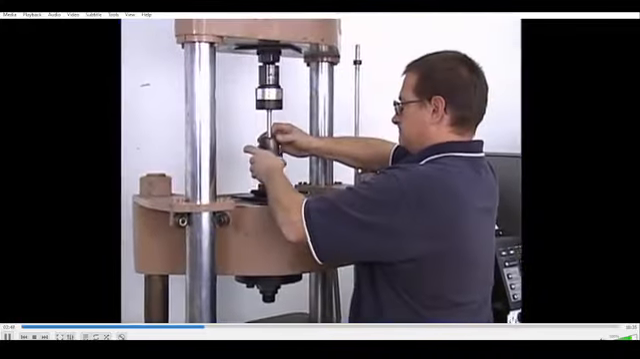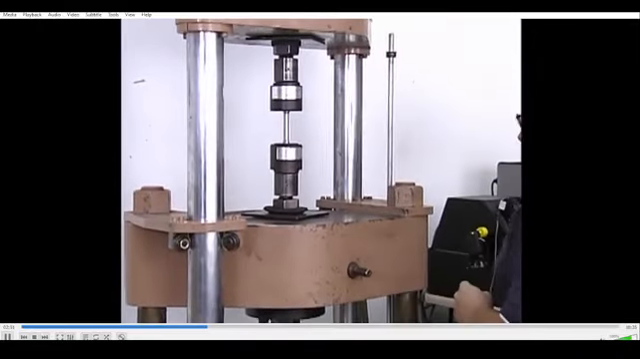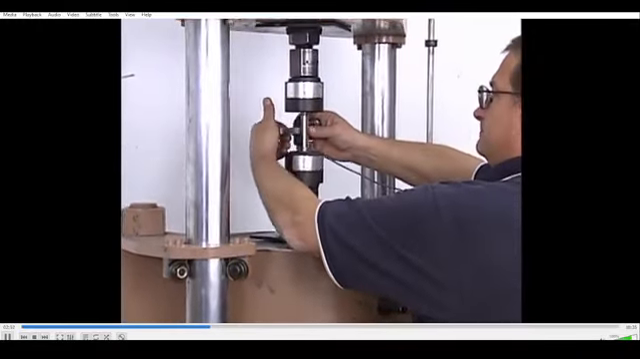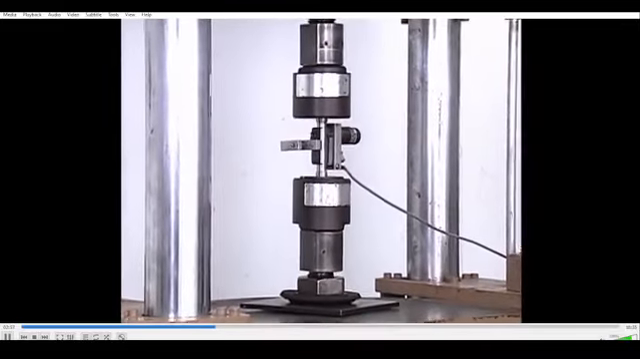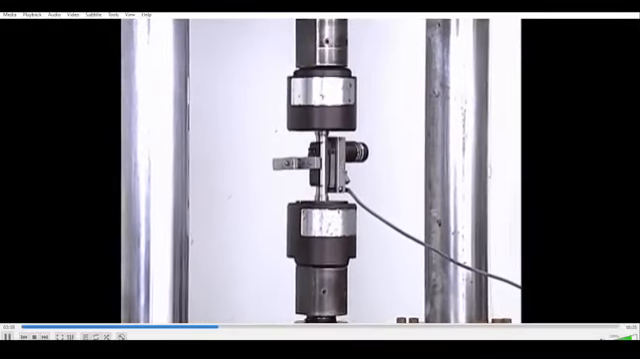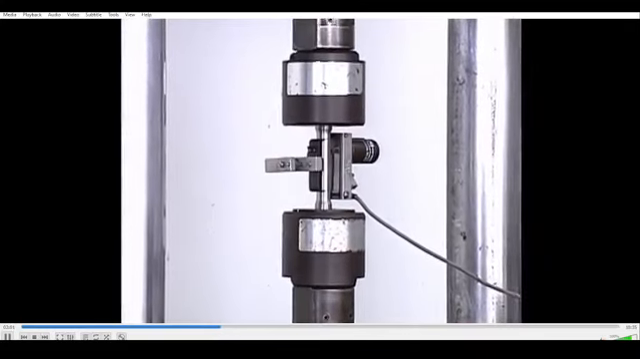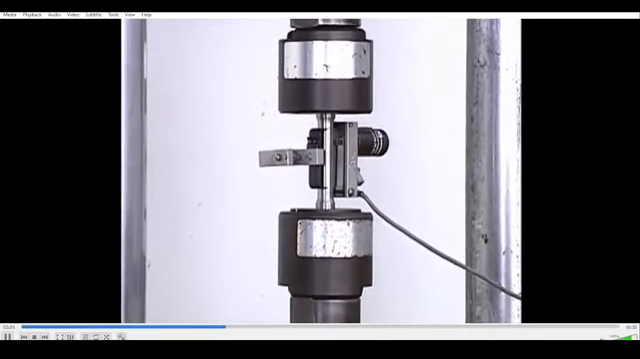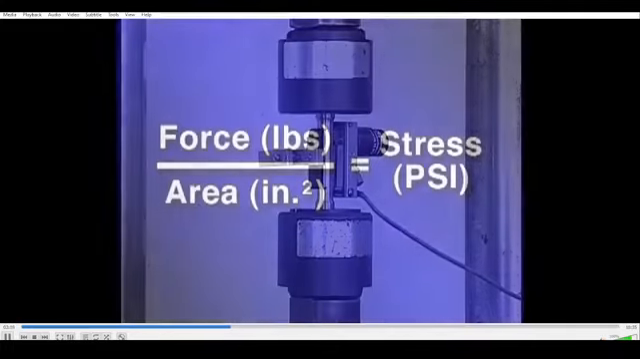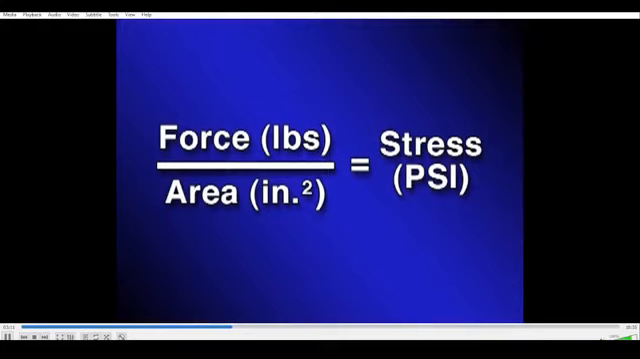The specimen is then secured in the jaws of the tension machine. An extensometer, a type of strain gauge, is attached to the specimen to detect changes in length when force is applied. The equipment operator begins the pulling process by allowing the machine to apply pounds of force, or load, to the specimen. As force is applied, stress develops. This stress is equal to the force applied, divided by the cross-sectional area of the specimen.